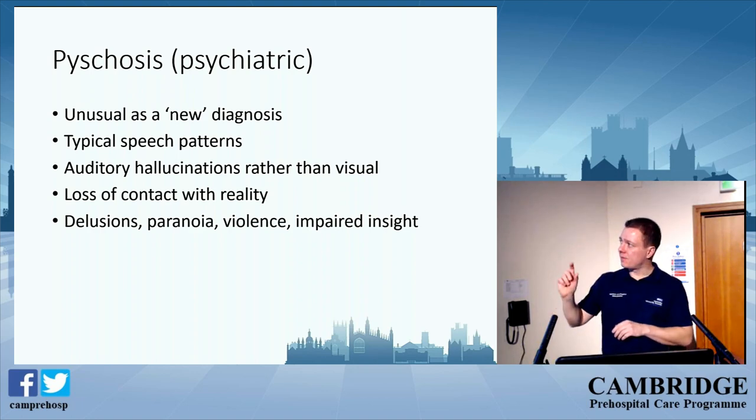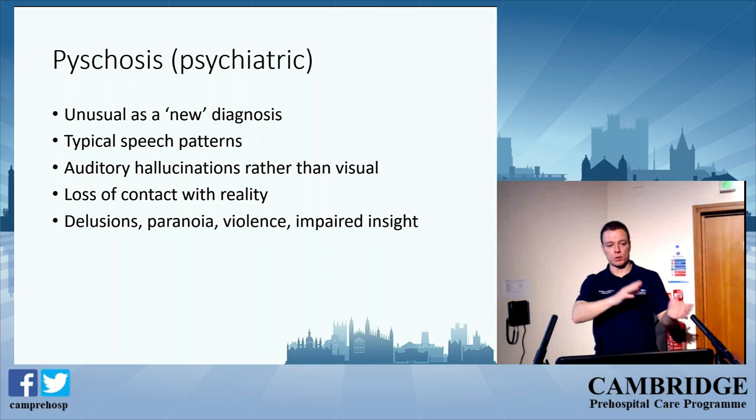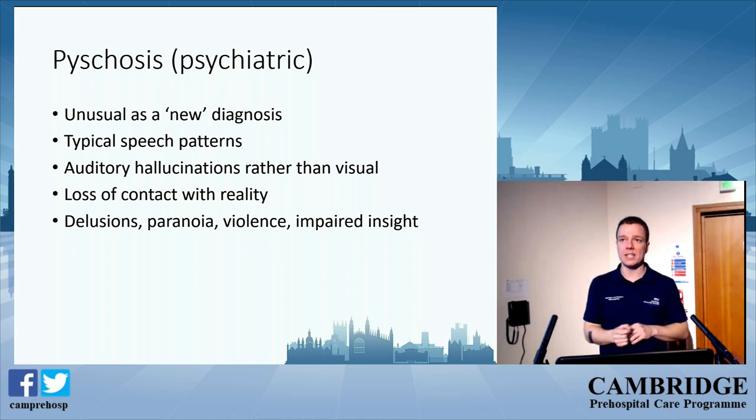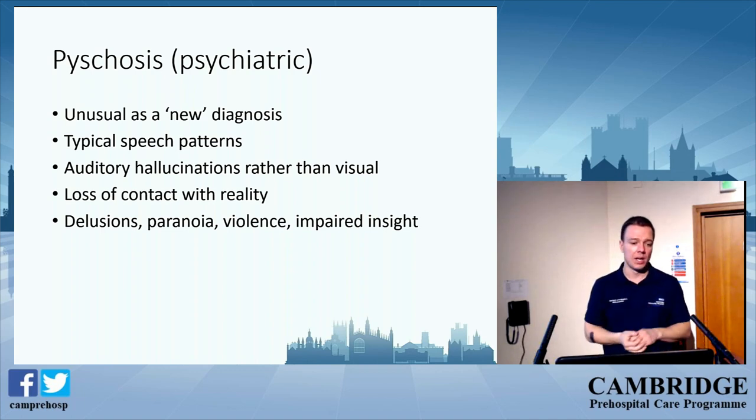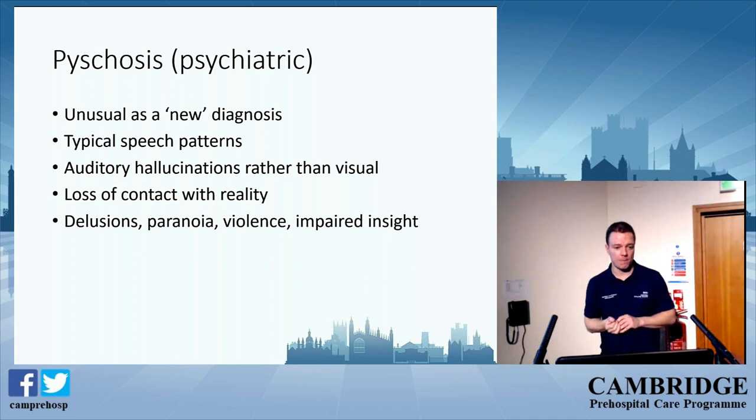A good tip of differentiating between pathological and psychotic agitation is that the hallucinations tend to be auditory, so they tend to be hearing voices rather than seeing things. So visual hallucinations tend to have an organic cause rather than a psychotic cause. And psychosis is really defined by a loss of contact with reality, and that's the striking feature.